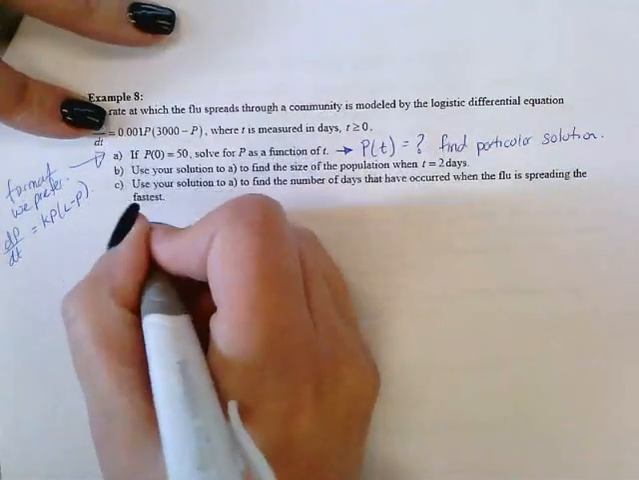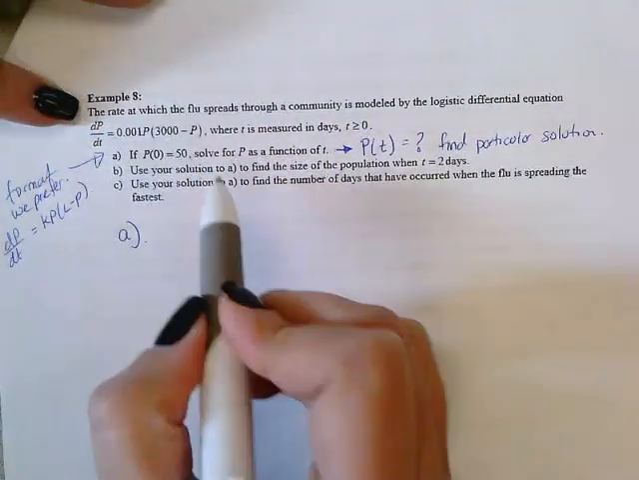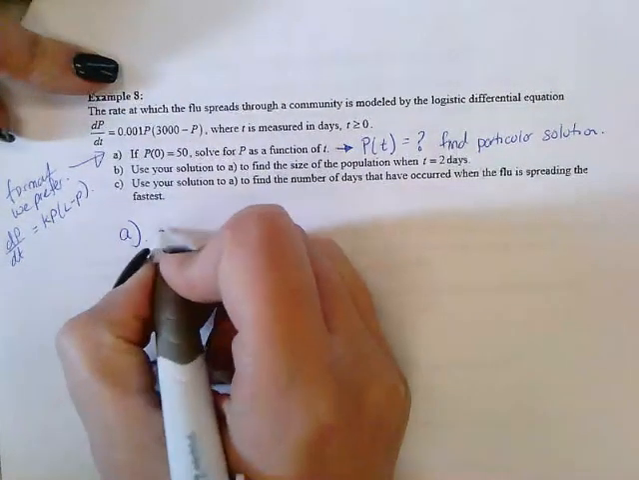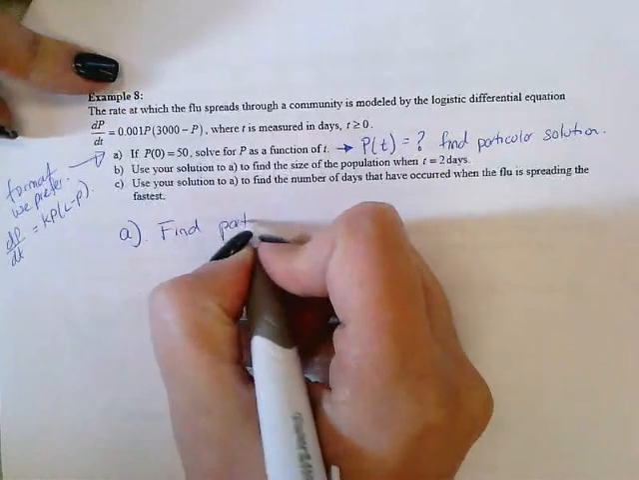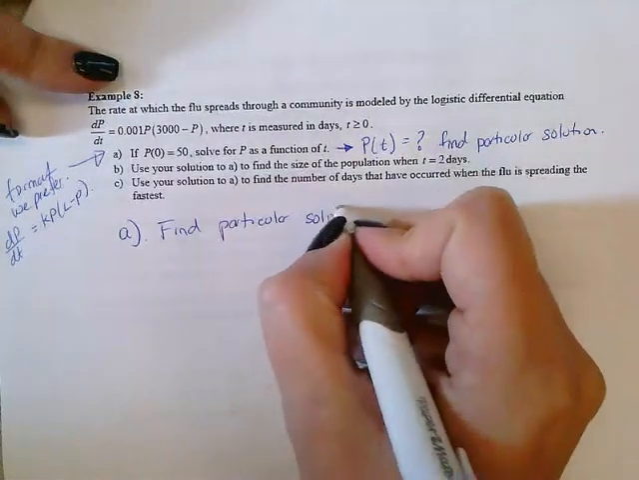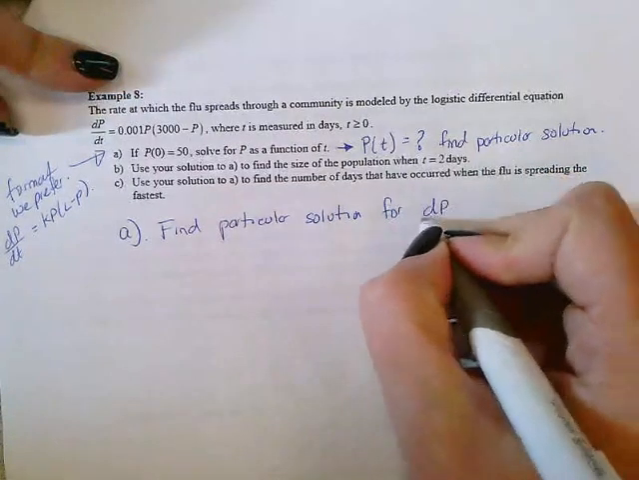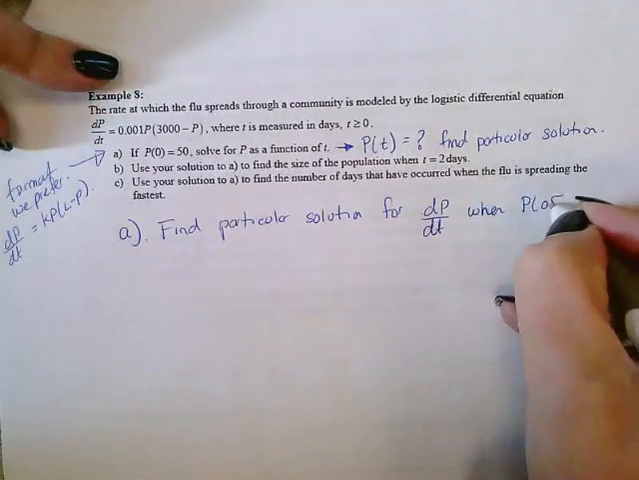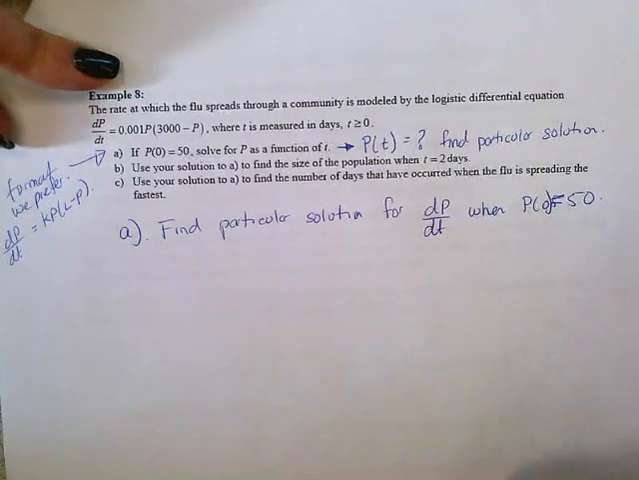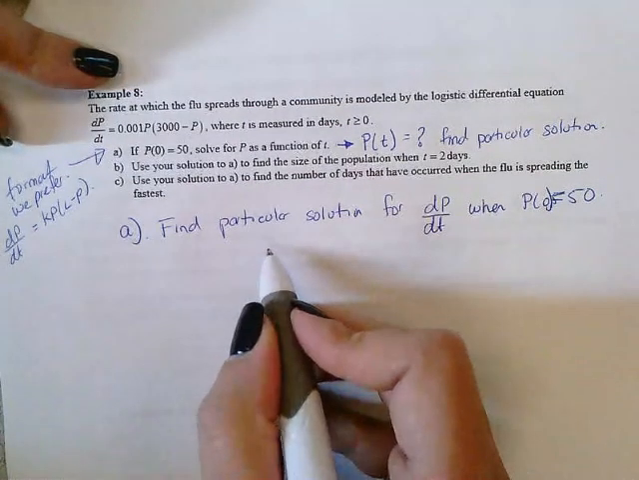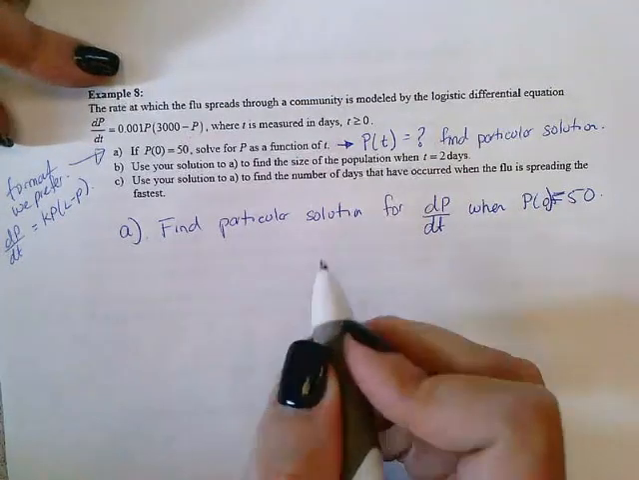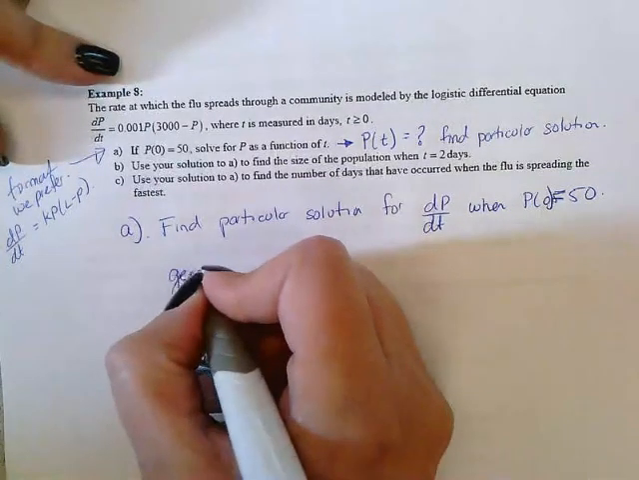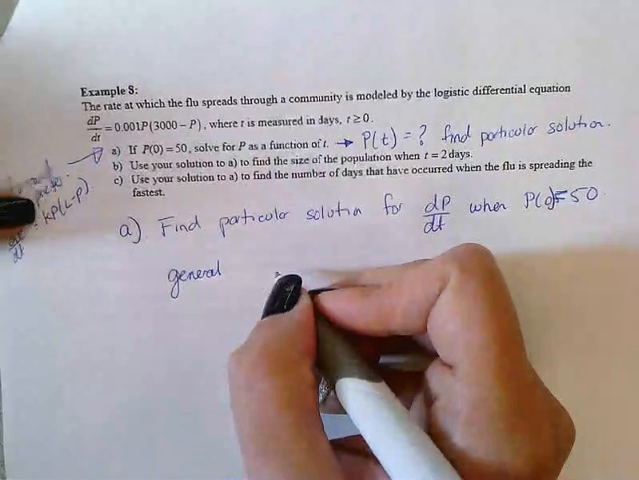Now, if we didn't have the logistic equation, this would take a lot of work, right? But here we want to find the particular solution for dp/dt when P(0) is 50. But remember, in the last video we actually spent 20 minutes finding the general solution. So we already know the general solution of the logistic function in this form.